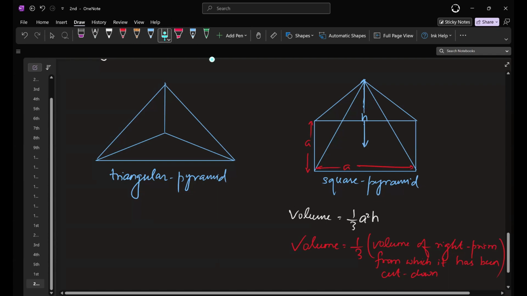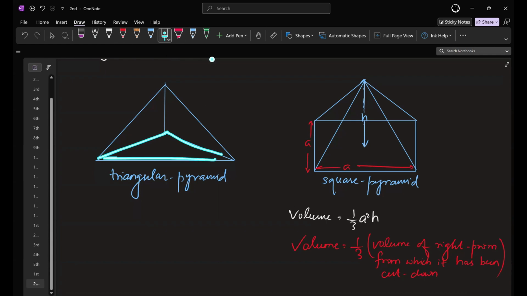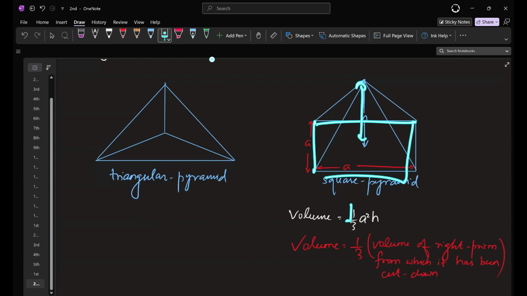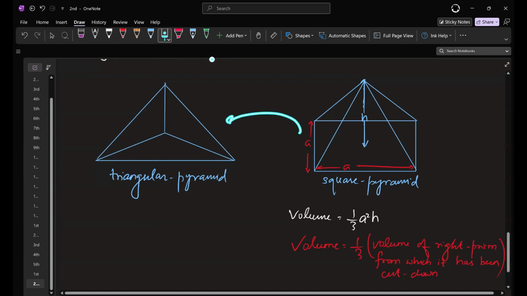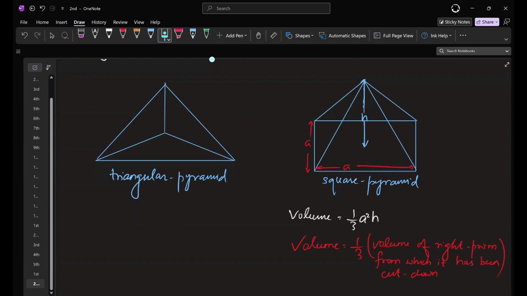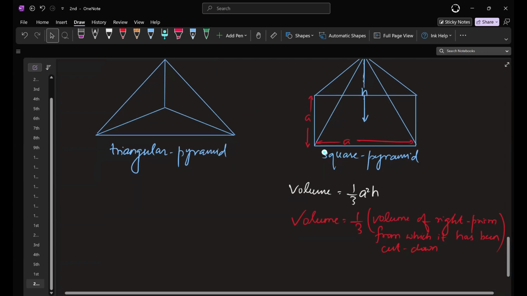The volume of a square pyramid is valid only for this square pyramid. I'm not saying that if you have to find the volume of this triangular pyramid, you will find the area of the base, multiply it with the height, and multiply by 1 by 3 as we have done here. The same thing you cannot do there. I'm talking just about a pyramid whose base is actually a square, or it could also have been a rectangle.